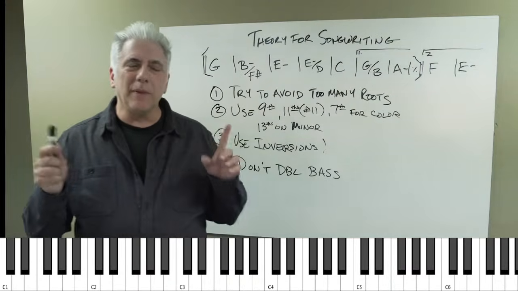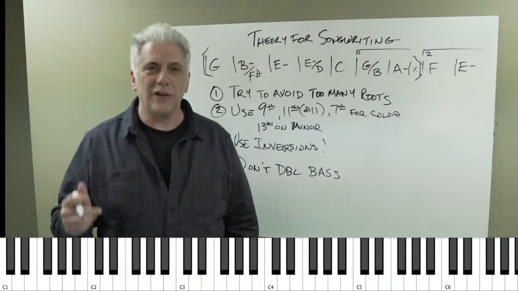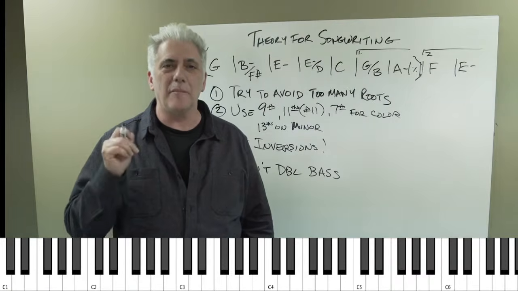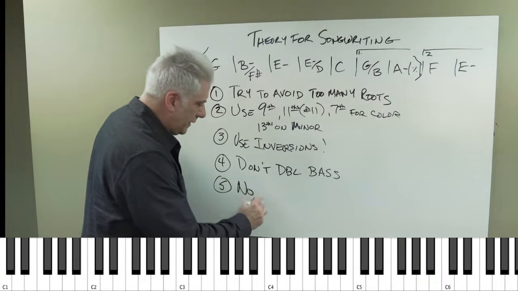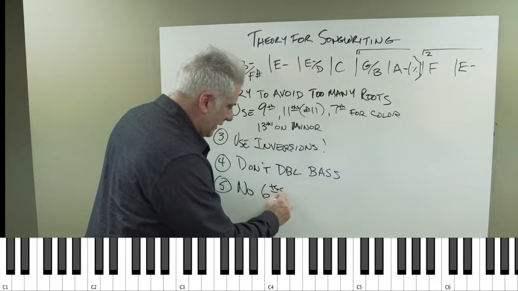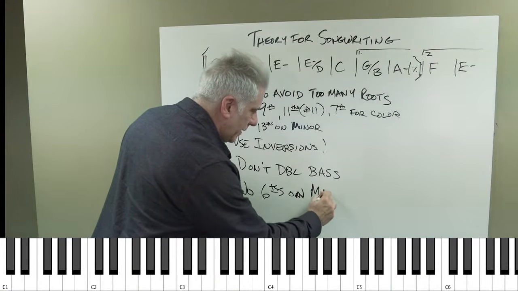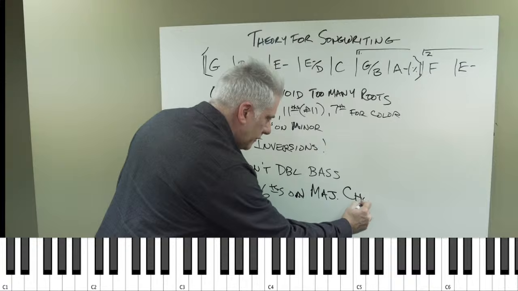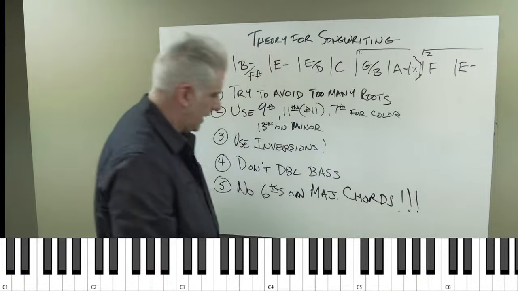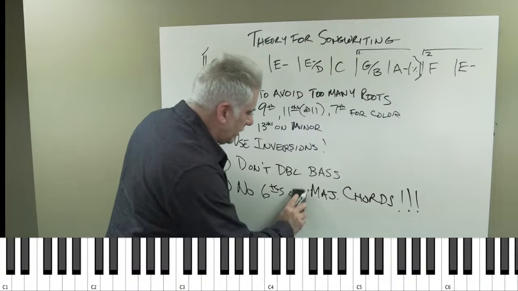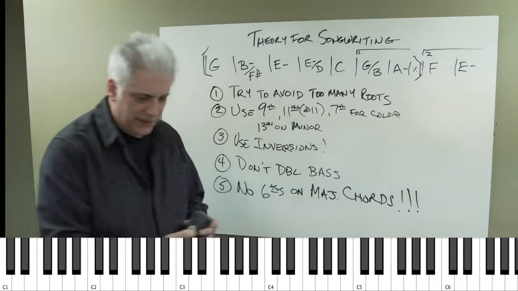Now, probably the most egregious mistake that I would find in melodies is when people use the 6th on a major chord. Okay? No 6ths on major chords. Ugh, sorry, my major chords. Okay. I mean, occasionally you can use a 6th, but you really want to try to avoid it. I'll tell you why.